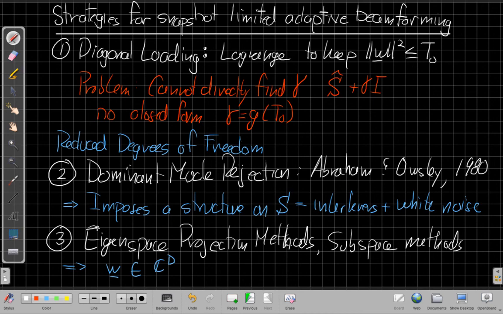So I'm going to stop this video here, and in the next video I'm going to describe the dominant mode rejection beamformer, how it imposes that structure on S before going on to use the MVDR weight calculations. Okay, I will stop here and see you in the next video.